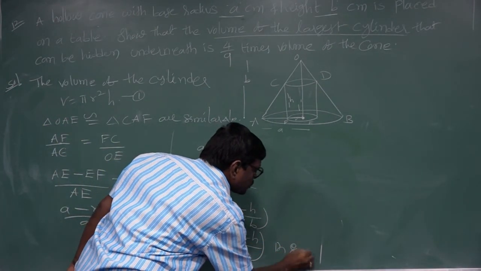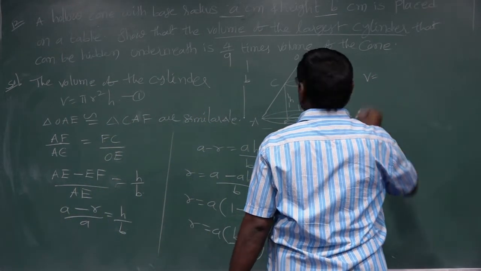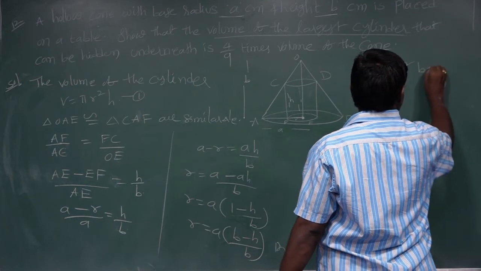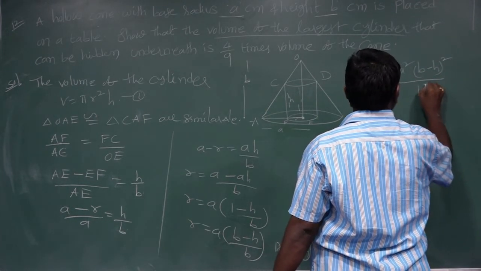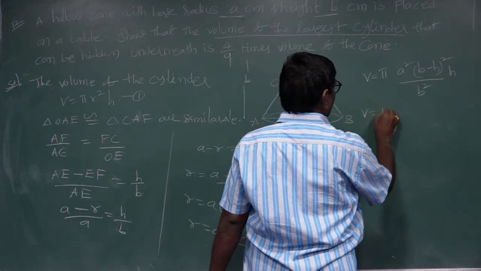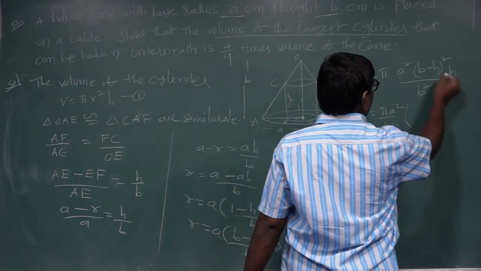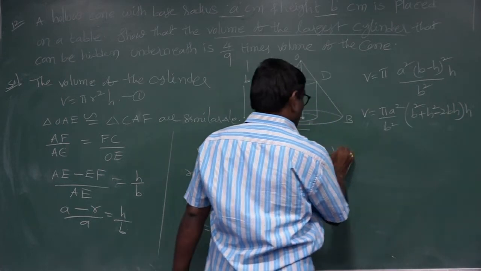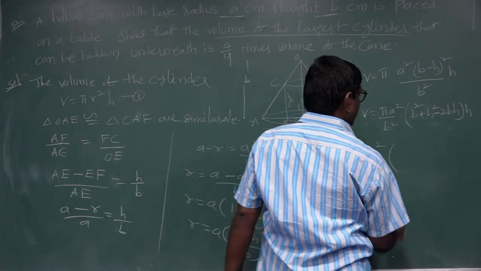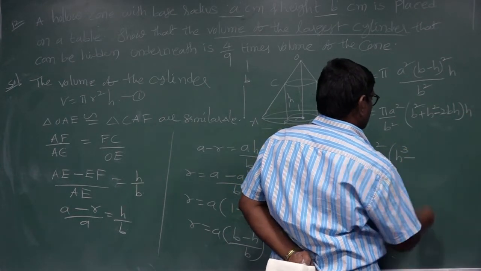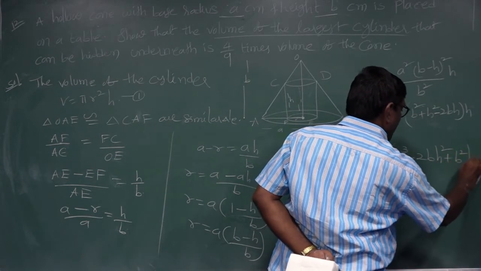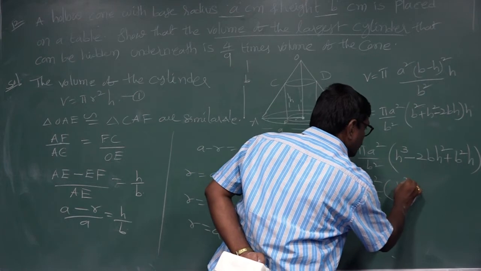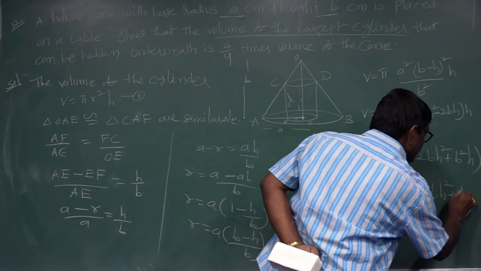In equation 1 substitution: V is equal to pi into r square h, value A square into B minus H whole square by B square into H. V is equal to pi A square by B square into B square plus H square minus 2BH into H. V is equal to pi A square by B square into H cube minus 2BH square plus B square H. This is V of H equal to pi A square by B square into H cube minus 2BH square plus B square H.